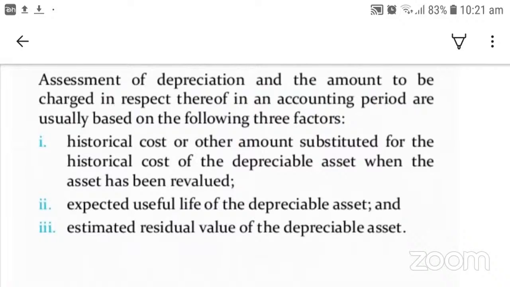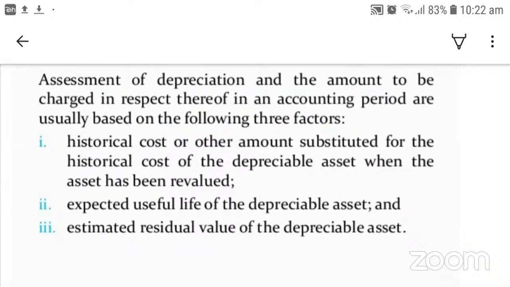When the asset has been revalued, historical cost, other amount substituted for the historical cost of the depreciable asset. We will substitute other assets in the place of old assets. For that, some asset value will be revalued. For new assets, we will mention the cost of the old asset. For that, we will provide depreciation.